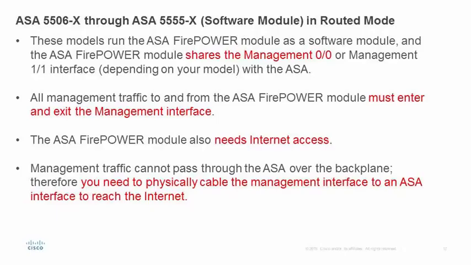That module, the ASA firepower module, absolutely needs internet access. It's going to need internet access to pull down all of its updates and all of its rules, and to do any cloud lookups for any kind of AMP malware lookup. Management traffic, rather, cannot pass through the ASA over the backplane. Therefore, again, you need to physically cable the management interface to an ASA interface to reach the internet.